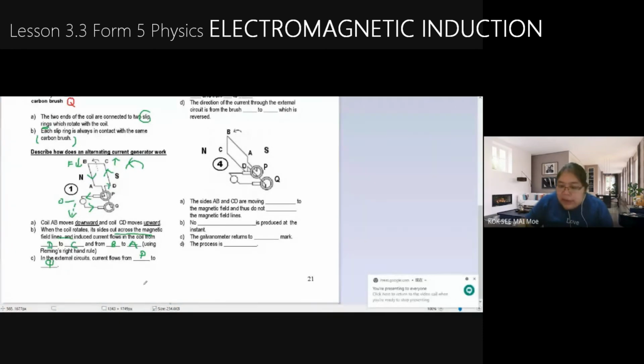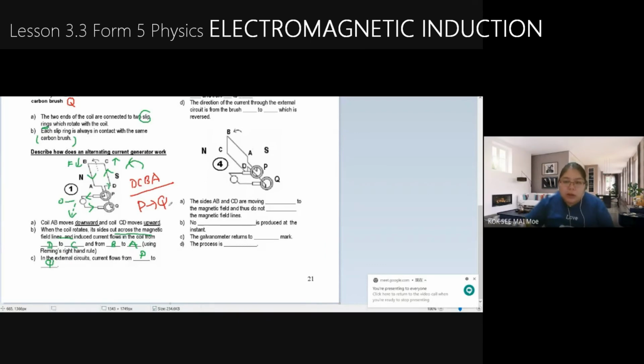Okay, first I finish when it is horizontal. We remember first: the internal direction is DCBA, the induced current. External is from the P go to Q. P ring goes to Q ring.